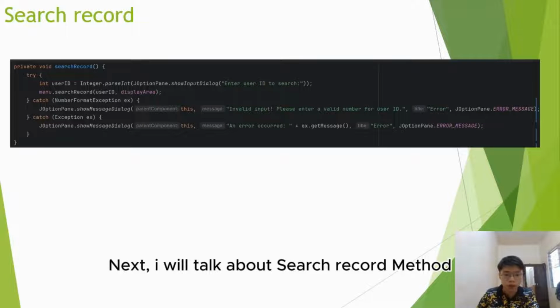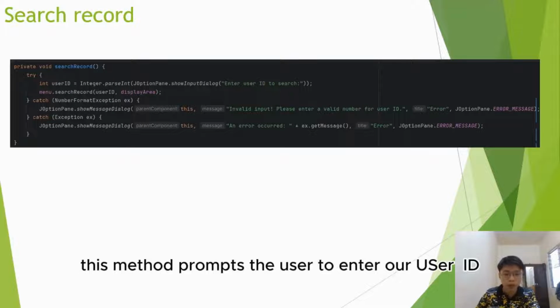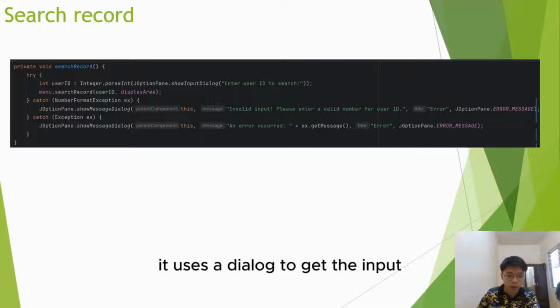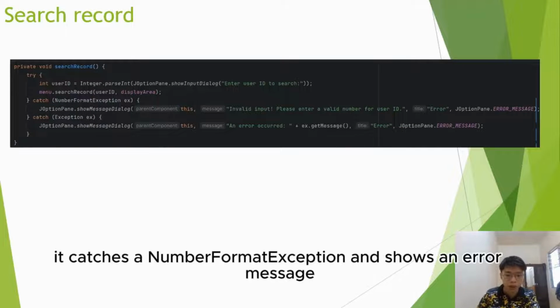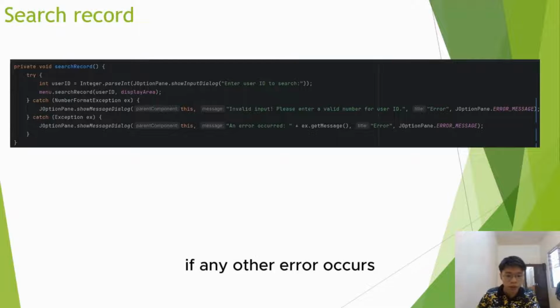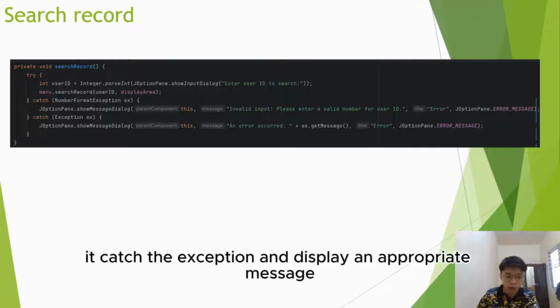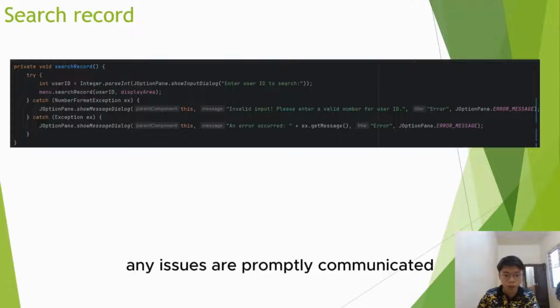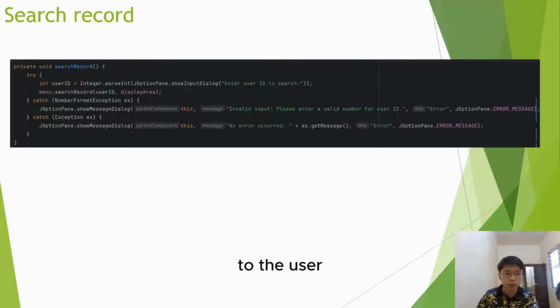Next, I will talk about the search record method. This method prompts the user to enter a user ID to search for a specific record. It uses a dialog to get the input. If the input is not a valid number, it catches a number format exception and shows an error message. If any other error occurs, it catches the exception and displays an appropriate error message. They ensure that only valid input is processed and any issues are promptly communicated to the user.